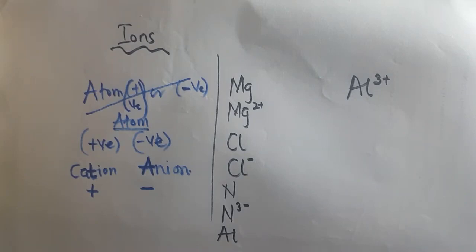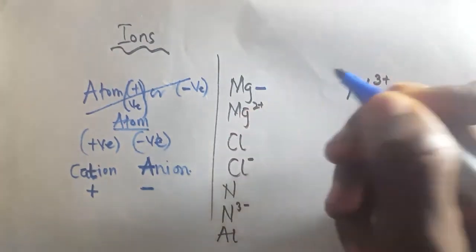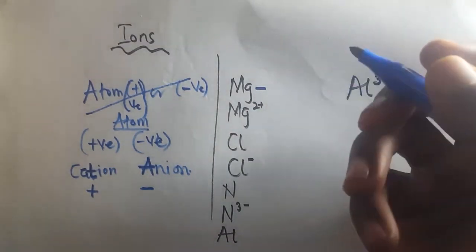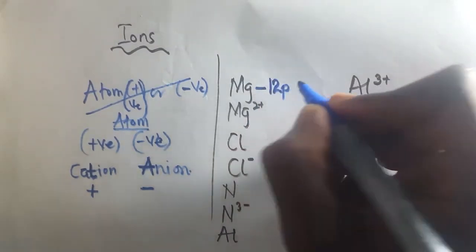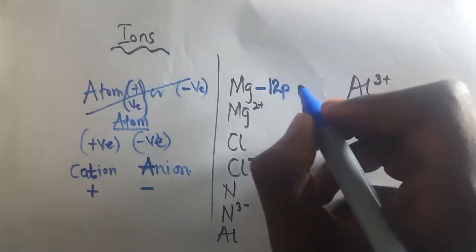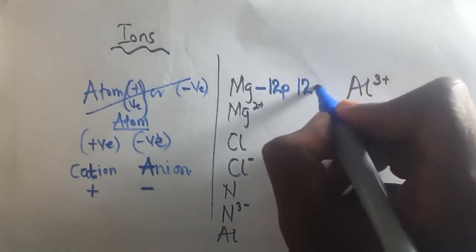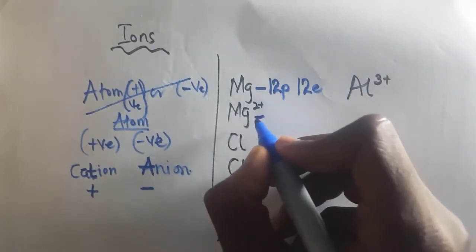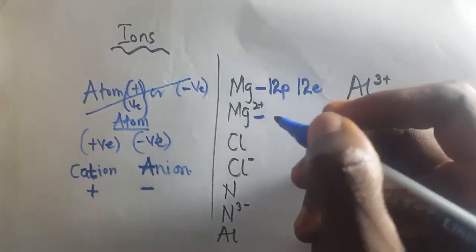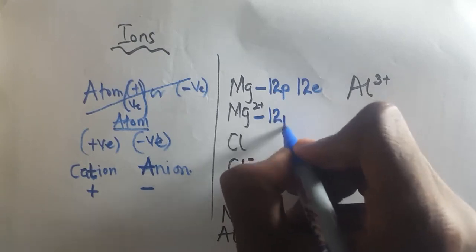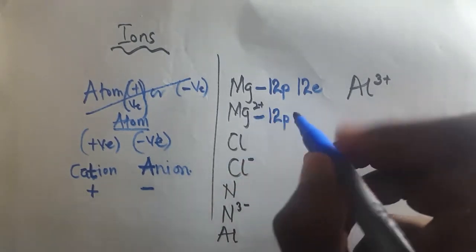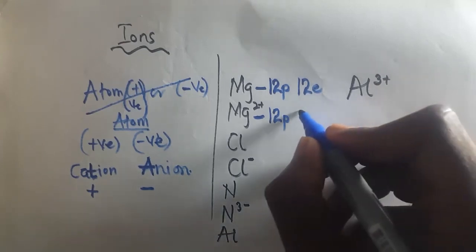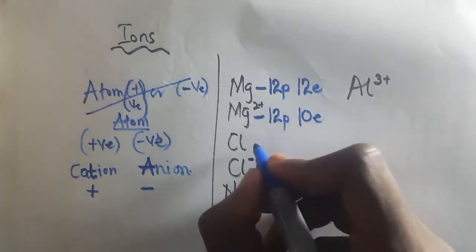So let's start with the magnesium. As I said earlier on, if it doesn't have a charge, it is neutral. We know that the number of protons magnesium has is 12 protons. Since this is neutral, it also has 12 electrons, so they cancel out. Now looking at this one, you have Mg2 plus. As I said, proton number does not change, but the electron number can change. But over here we have 2 plus. The plus means it has lost. How many electrons has it lost? It has lost 2. So 10 electrons.